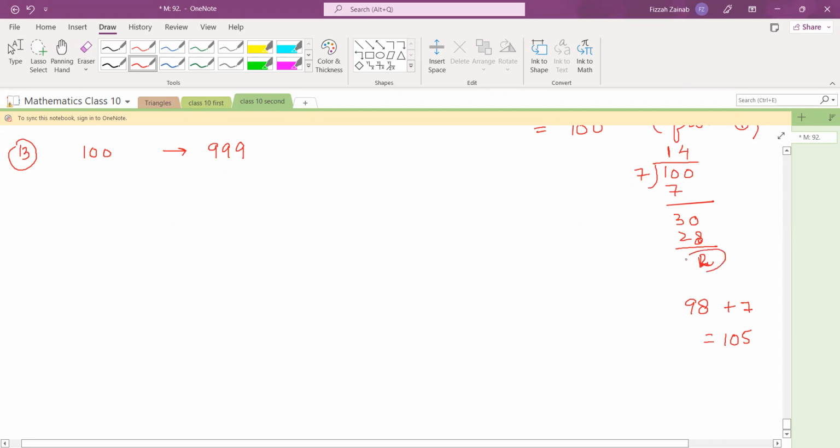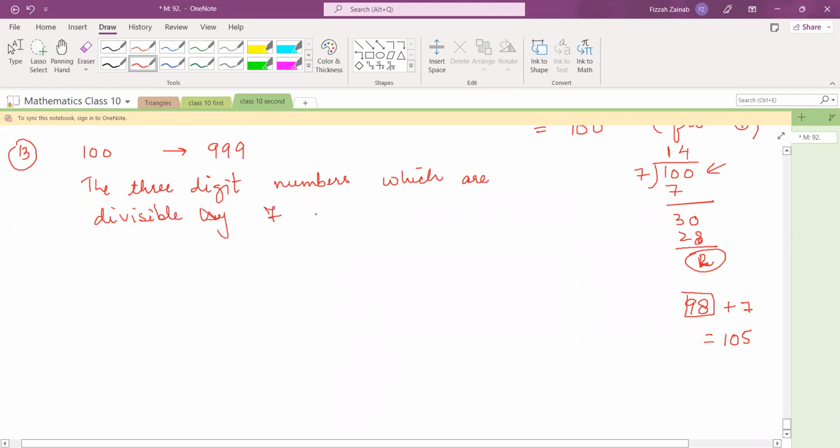See, I'm getting a remainder of 2 here, right? So basically 100 is not divisible. If I subtract this remainder, 98 will be divisible by 7, but this goes into 2-digit numbers. So if I add 7 to this, I get the next number divisible by 7, that is 105. So the 3-digit numbers which are divisible by 7 are, first number is 105, the first 3-digit number.